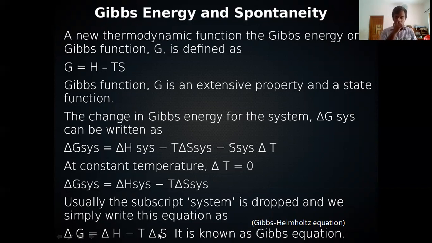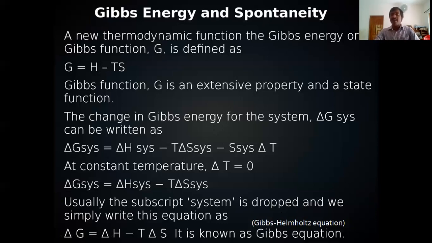This equation is known as the Gibbs equation or Gibbs-Helmholtz equation. So delta G is equal to delta H minus T delta S. It is the Gibbs-Helmholtz equation and you have to remember it. There are a lot of applications. Don't forget it. Now the criterion for a spontaneous process is that delta S total is positive.